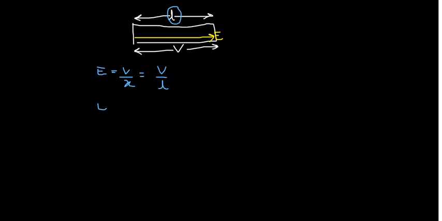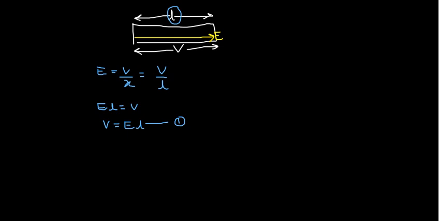Otherwise, I can write here E into L is equal to V. Otherwise, more properly, I can write here potential difference V is equal to the product of electric field and the length for which we are applying it. Take it as equation 1 now.